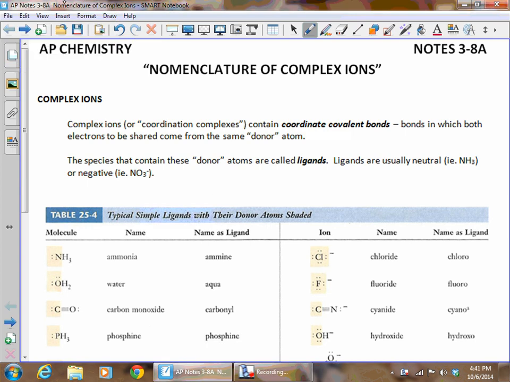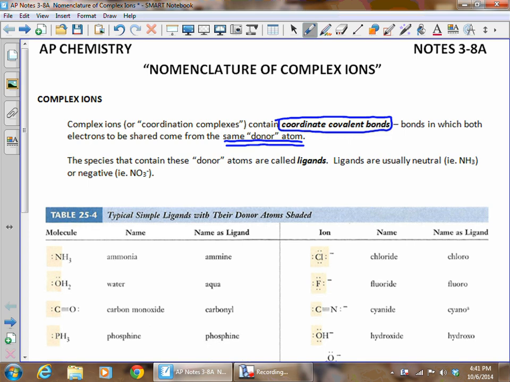Today we're going to talk about the nomenclature of complex ions. Complex ions, or coordination complexes as they're sometimes called, contain species that have coordinate covalent bonds. The coordinate covalent bonds are similar, they are covalent bonds. They do involve the sharing of electrons. But the pair of electrons that are shared all comes from the same donor atom.